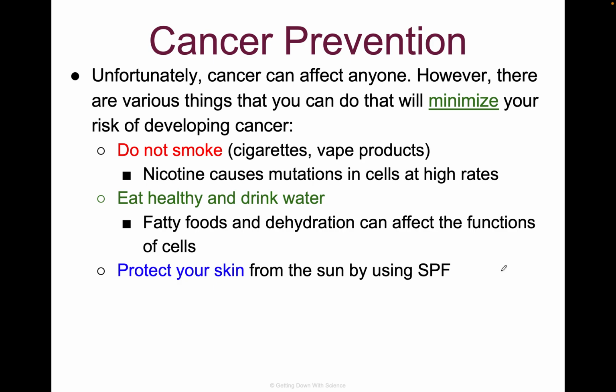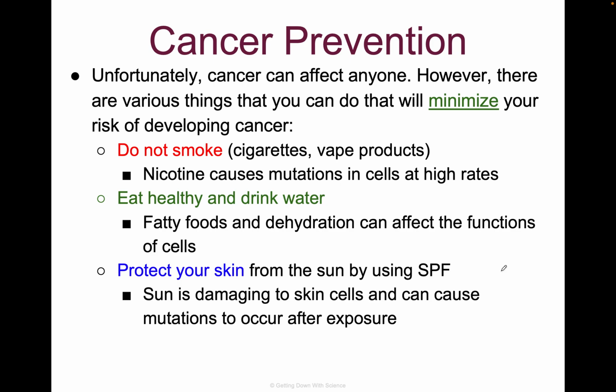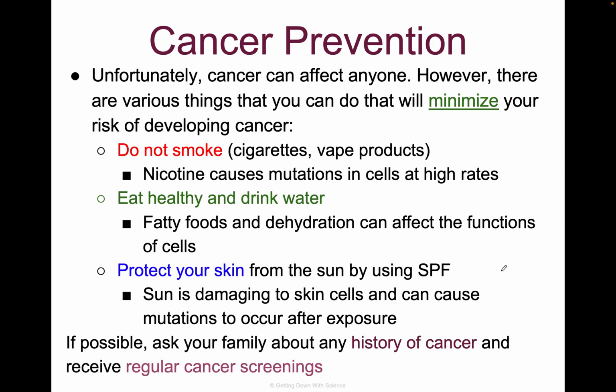Protect your skin by using SPF. Use sunscreen. It does not matter how much or how little melanin you have in your skin. The sun doesn't care. What, you think you're tougher than the sun? Put on some SPF. Sun is damaging to skin cells. It could cause mutations to occur after exposure, and that has to do with UV radiation from the sun. Put on sunscreen. The tougher than the sun line I got from Mr. Urban. What do you think? You're tougher than the sun?